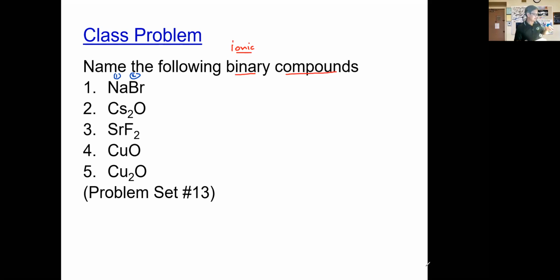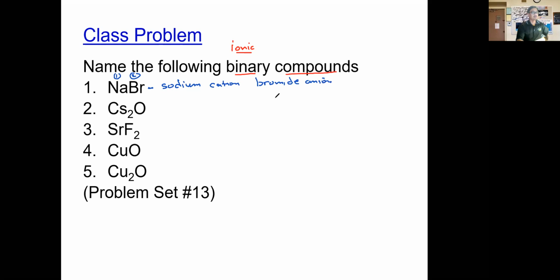So with that said, we want to be able to name this particular compound. What do we have to do? We're going to write out the names of each one of the ions. The cation is going to be sodium, so let's write down the sodium cation. And the anion is going to be bromine, but it's an anion, so make sure you modify that. So this is going to be the bromine anion, which we refer to as the bromide anion.